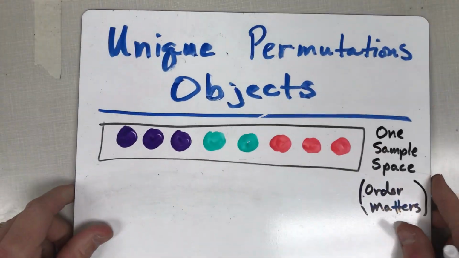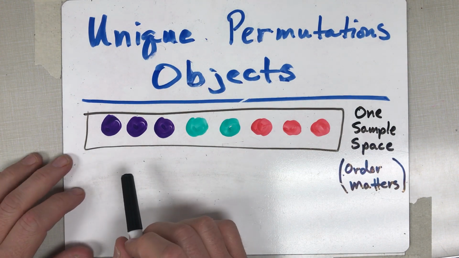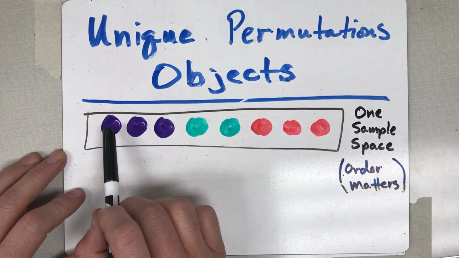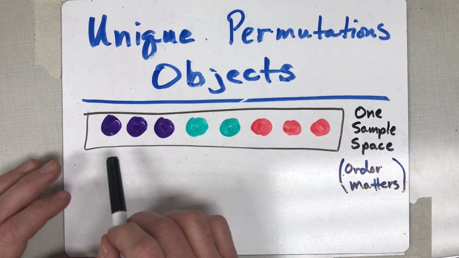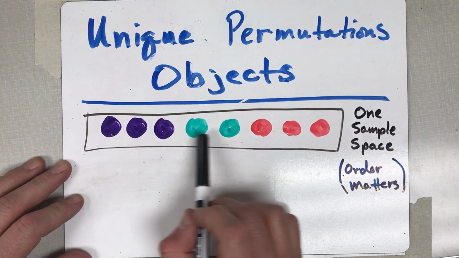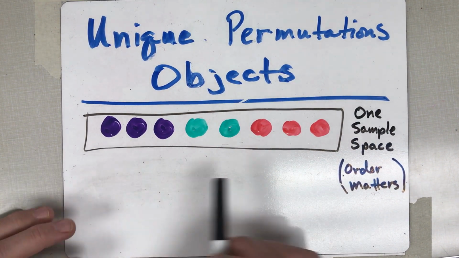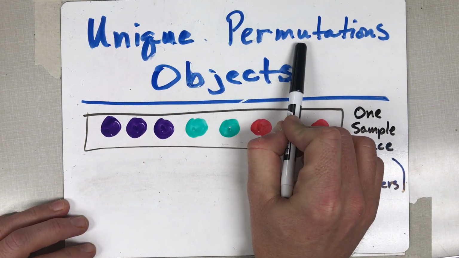It could be objects, it could be yo-yos, it could be cars that are all the same color, it could be coins, it could be whatever it is. In this case, I have dots. Here I have 1, 2, 3, 4, 5, 6, 7, 8 dots, and of those 8 dots, some of them are repeat colors. So if I asked you how many different unique ways could you rearrange these dots into a specific order where the order is important, again, I have 1 sample space, which is what makes this a permutation.